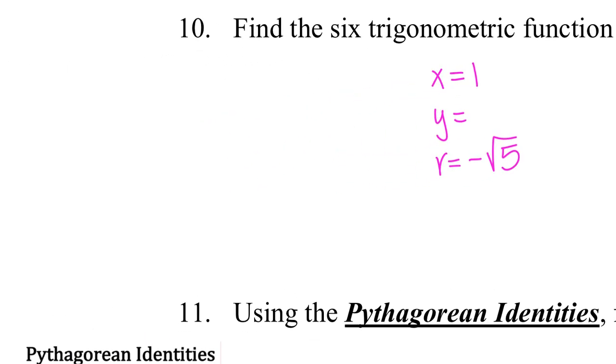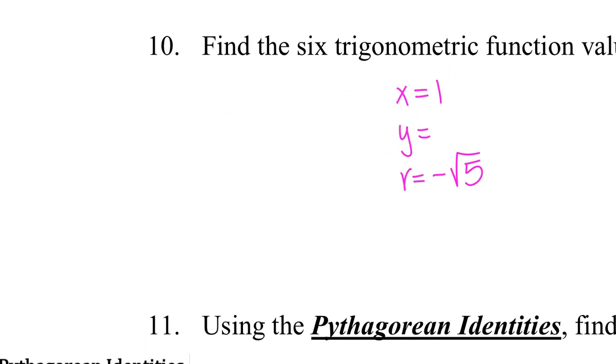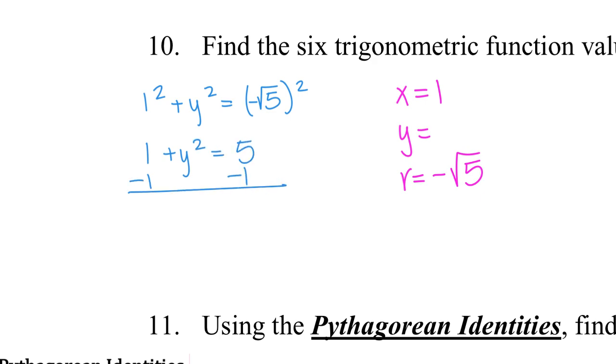Going ahead and solving this, I'm going to have 1 squared plus y squared equals negative square root of 5 squared. 1 plus y squared equals 5. Subtract 1, and I'm going to end up with y squared equals 4. Square rooting it, y I'm going to end up with 2.